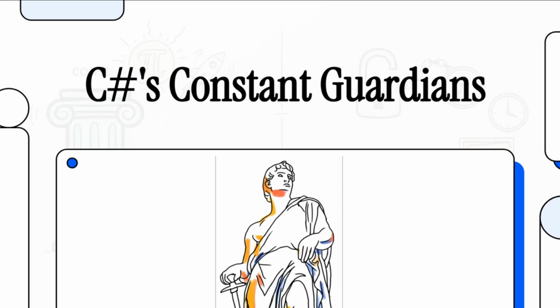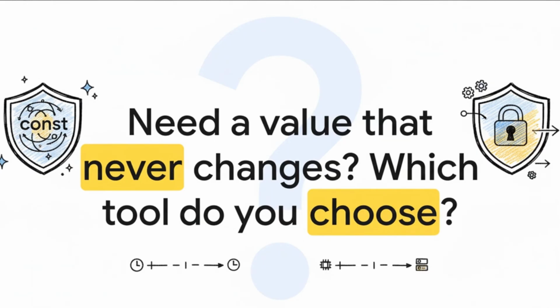Everyone, and welcome. Today, we're jumping right into the world of C# to get a handle on two super important keywords, const and readonly. You can think of them as these steadfast guardians for our code. Now, they both create values that don't change, but how and when they do it, well, that's where things get interesting.